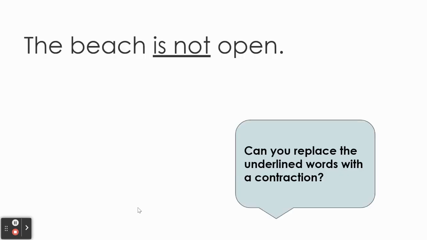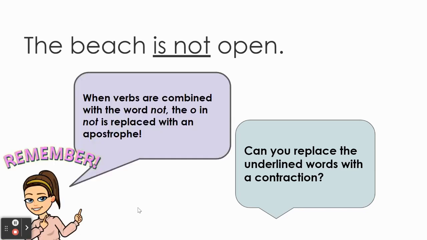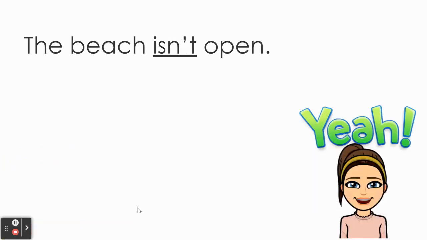Here is another example of a sentence. I will read it out loud. The beach is not open. Second graders, can you replace the underlined words with a contraction? Remember, when the verbs are combined with the word not, the O in not is replaced with an apostrophe. So the sentence becomes, the beach isn't open. We made a contraction.